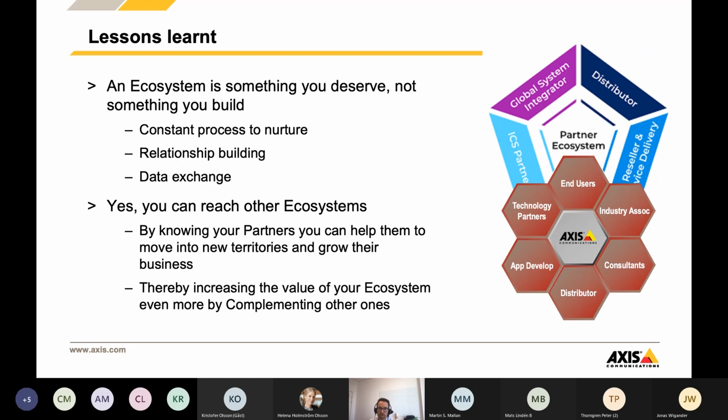And what the typical systems look like and how they work. And the learning from this is that, yes, you can reach other ecosystems. By knowing your partners, you can help them to move into new territories, just as they've helped us to move into, for example, occupancy. We grow and they grow, so we can utilize at least parts of our ecosystem, some partners, and thereby we increase the value of our ecosystem, and we can complement other ones. So I think there is a great combination to start expanding within the other ecosystems by using the one that you have already built up and the trust that you have there. And that was all I had.